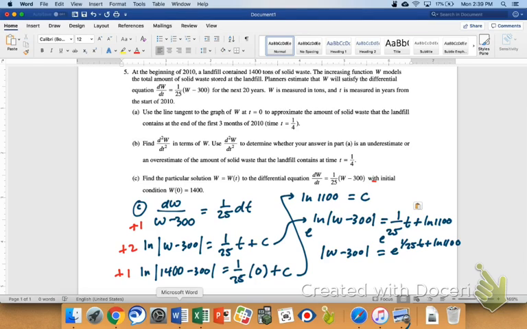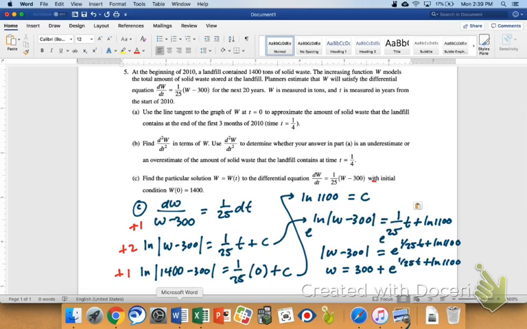As far as the absolute values go, what do we know about W? Starts at 1400 and increasing. Therefore, W minus 300 will always be positive. So the absolute value of that would just be positive W minus 300. I will add over now. So I'm going to get W equals 300 plus this other junk for my final particular solution.